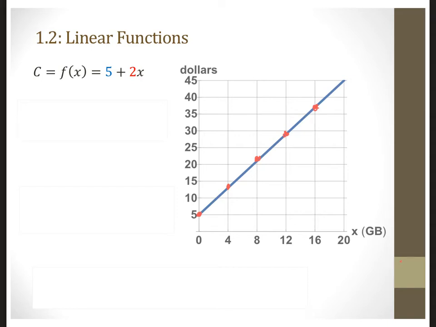Okay, so we're still working with this data plan example. And on the previous slide, we found the formula to model this relationship, which was the cost is 5 plus 2x. And so I plotted the points that we calculated in the table on these axes. And so notice here on the horizontal axis, we have the input, which is x, giving us how many gigabytes we used. And on the vertical axis, we have the output, which is C, the cost in dollars.